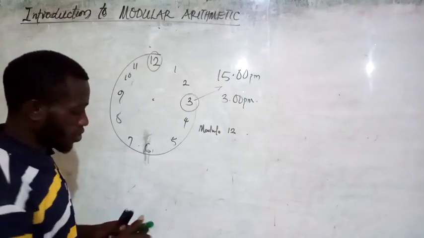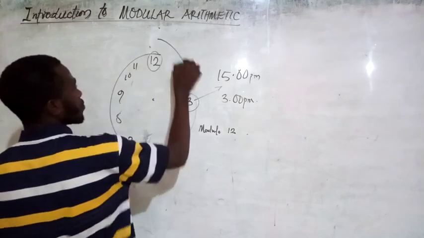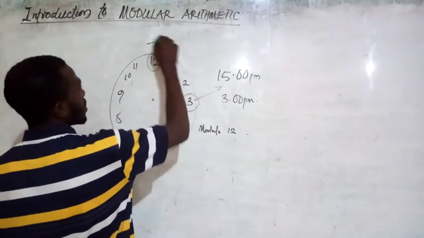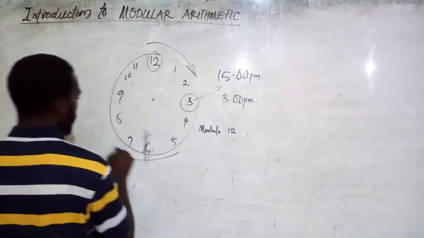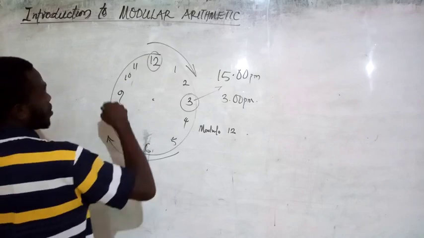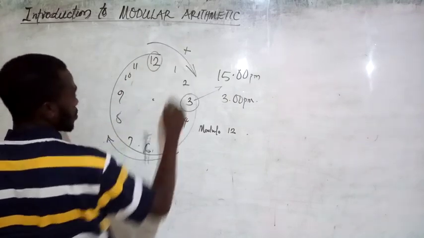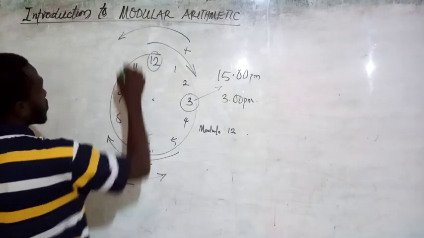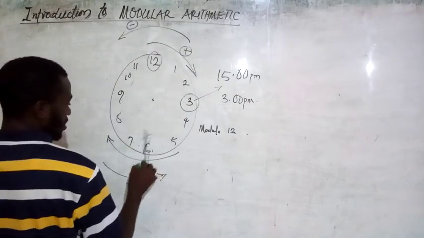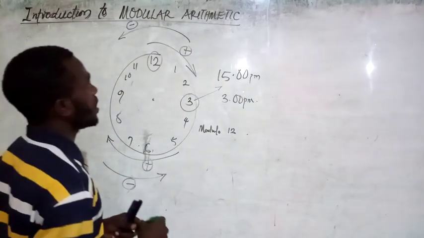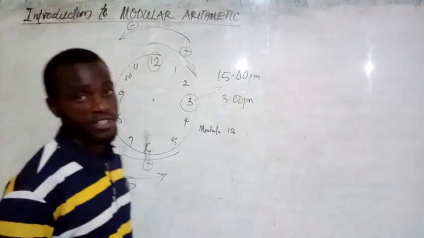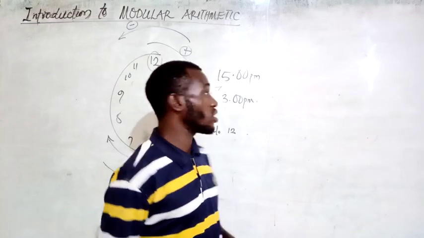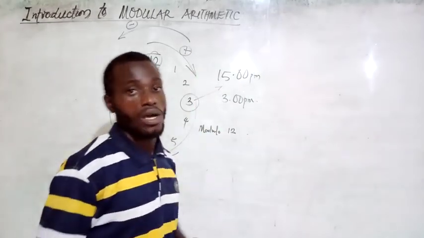Now, one thing you must know is that whenever you are doing addition, you count in clockwise direction. If you are doing subtraction, you count in anti-clockwise direction. So that's the subtraction operation. Now notice that I put this sign in a circle. The reason why we put signs in circle in modular arithmetic is to show that it is different from ordinary arithmetic, the normal arithmetic. So putting the sign in a circle shows us that this is modular arithmetic.